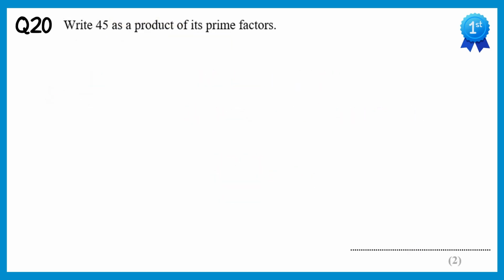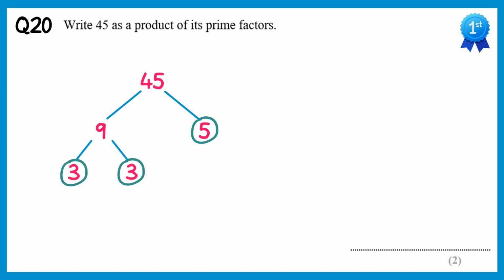For this question, we're going to write 45 as a product of prime factors. To do this, we'll start with 45, and think of 2 numbers that multiply to make it. I'm going to go for 9 times 5. If any of those are prime numbers, we circle them, so the 5 is prime, so we'll pop that in a circle. 9 isn't though, we can split 9 again into 3 times 3. And both of these are prime now, so we can circle those.